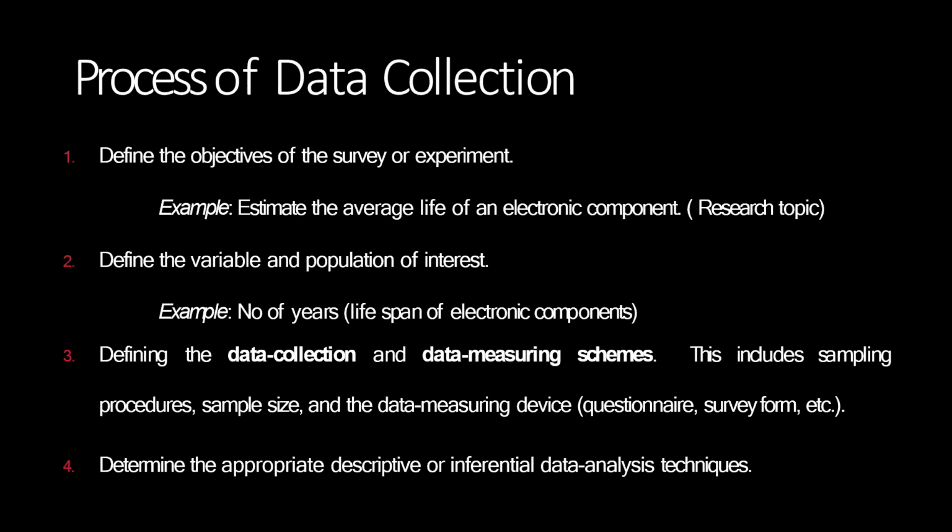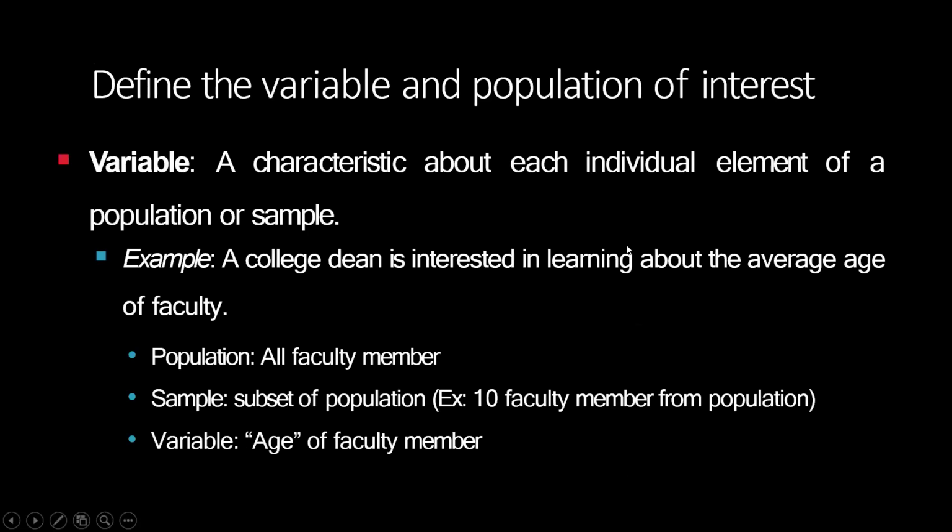Okay, so I was mentioning the second point, defining the variable and population of interest. We are going to see what it is all about. A variable is something which keeps on changing, right? There is no permanency in the variable. It keeps on changing.